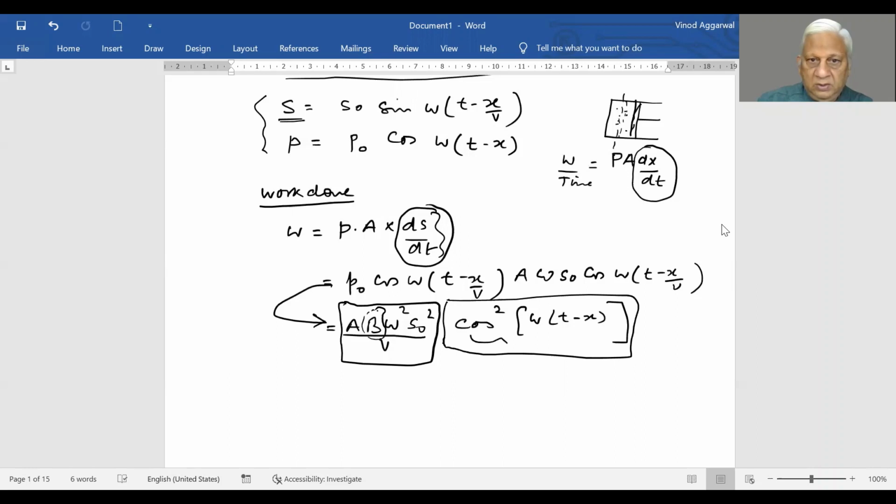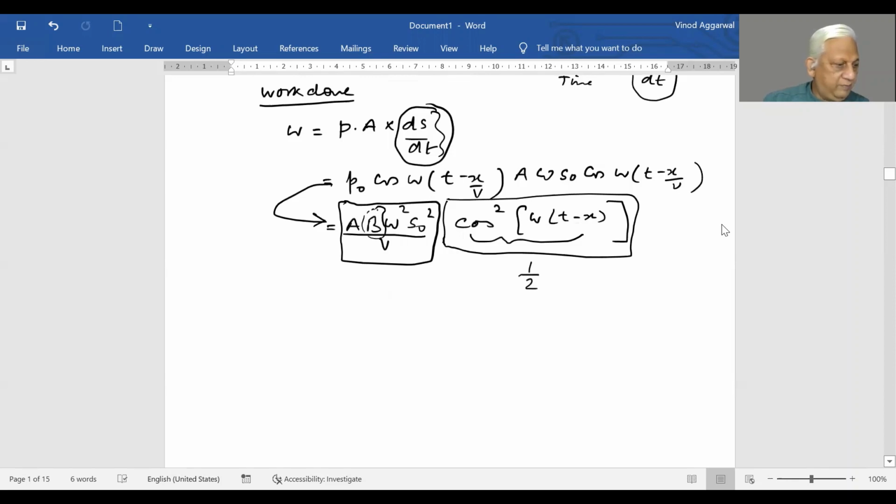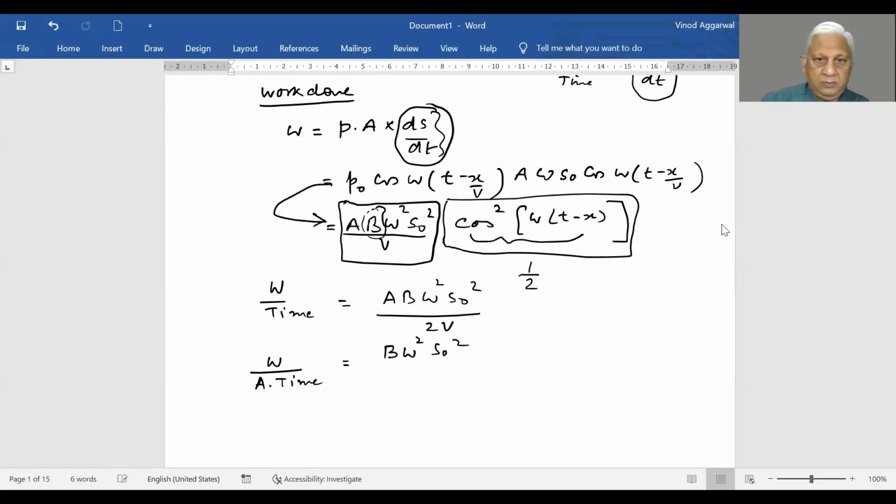Now, if we see the average of this function over a full cycle, it is exactly one half. So what we can do is write that work done per unit time is AB over 2. And work per unit area per unit time is also equal to B 4 pi square frequency square s naught square divided by 2.